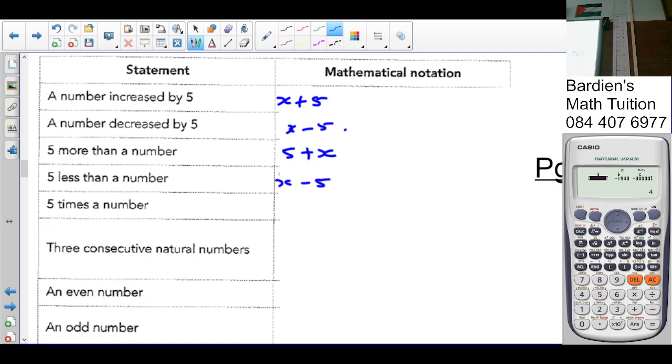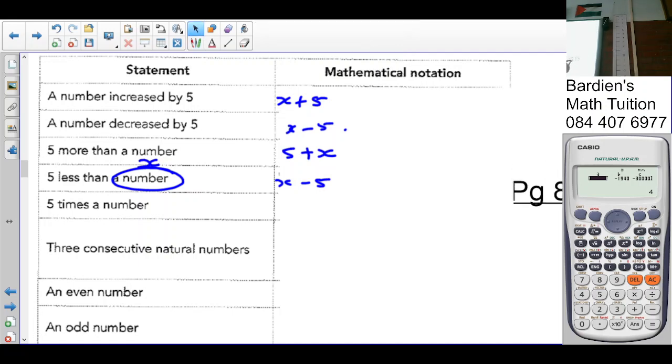It says here 5 less than a number. So it's a number, 5 less than that, which is x minus 5. You all agree with that? Okay? You confused? You agree? Yes. Okay. 5 times a number. 5x. Okay, that one's easy. 5 times x, so 5x.